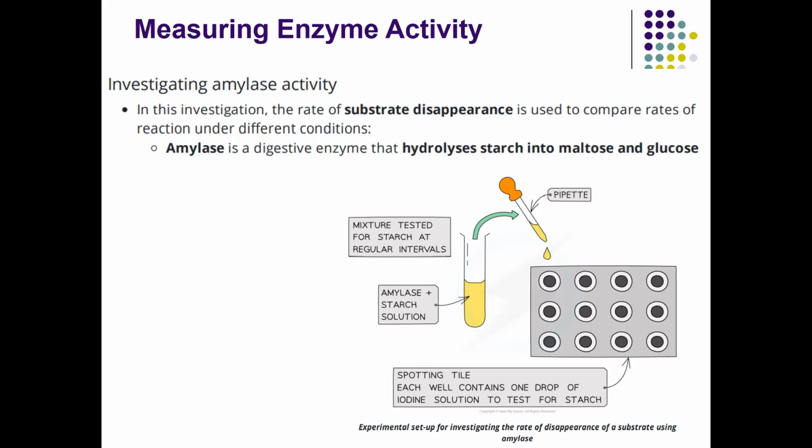So other than measuring how much product is formed, we can also measure how fast the substrate disappears, or how fast the substrate is turning into the products. Okay, so a reaction like, for example, the breakdown of the starch into maltose and glucose can be measured by measuring the rate of the substrate disappearance in the chemical reaction.